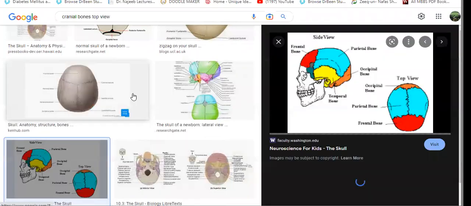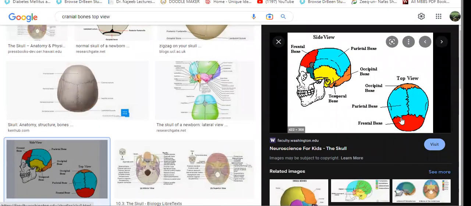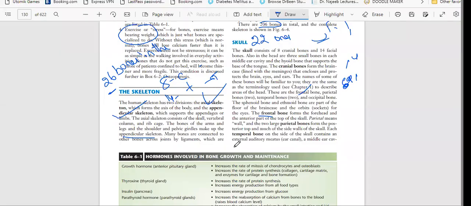So you can see here, from the top view, this is the frontal bone and this is the parietal bone. We have two parietal bones, and we see this junction here. This junction is known as a suture. This is the frontal bone, these are the parietal bones. So after the parietal bone, we have the temporal bone.